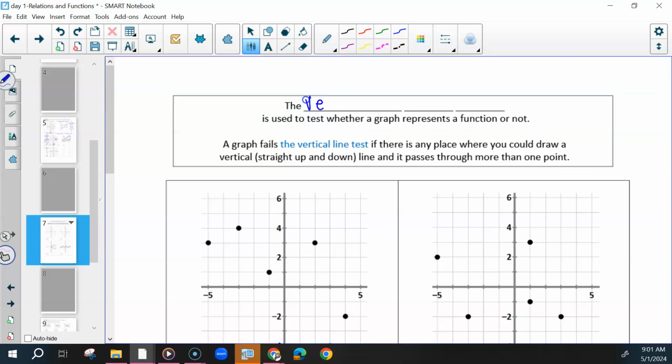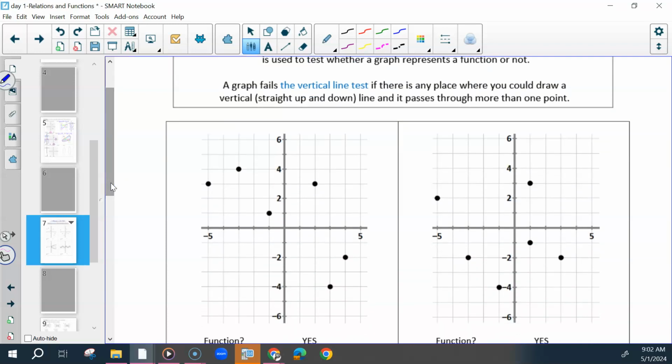This is the vertical line test. And we use the vertical line test as another way to see if something is a function or not. It works best on graphs. So if you were to draw a vertical line anywhere on the graph, or you could draw multiple, if at any point it touches more than one point or place, it fails the vertical line test, and then it would not be a function. If you draw in vertical lines or just one, and it only touches one point or place, then it passes and it is a function.